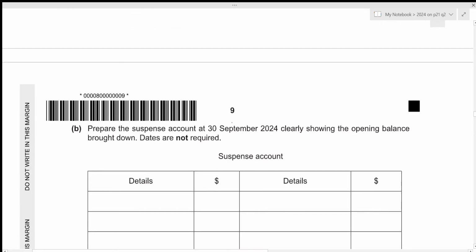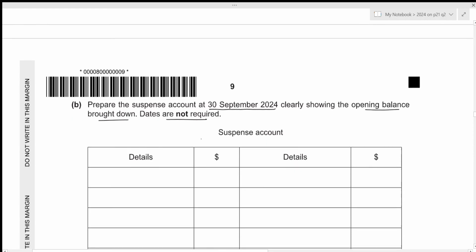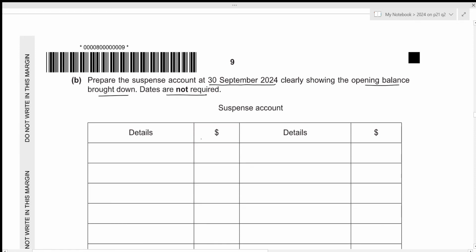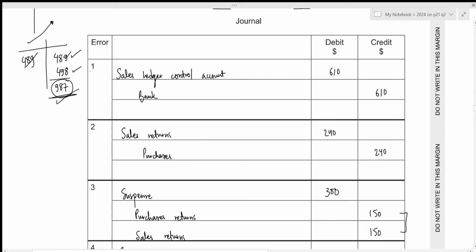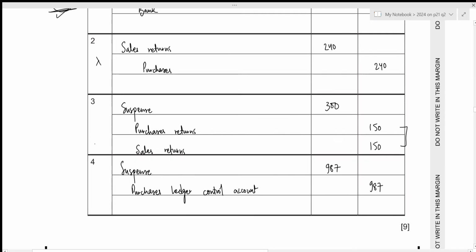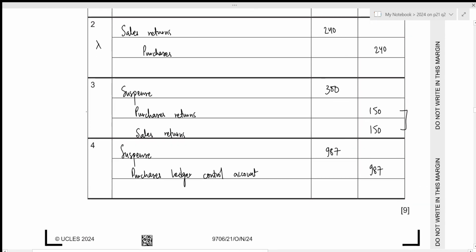We now need to prepare the suspense account at 30 September 2024, clearly showing the opening balance brought down. Dates are not required. Okay, so we do not know what the opening balance was. Now let us look at the journal entries which included the suspense account. In this case, we can completely ignore error 1 and error 2 because these two did not involve the suspense account. Now we just need to record errors 3 and 4 within our suspense account.